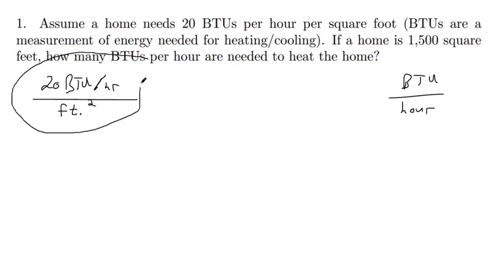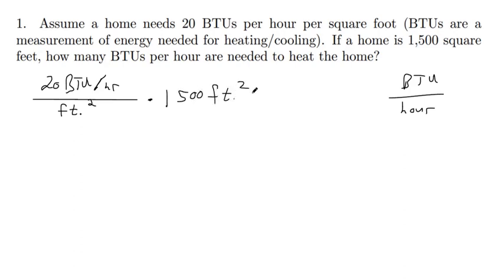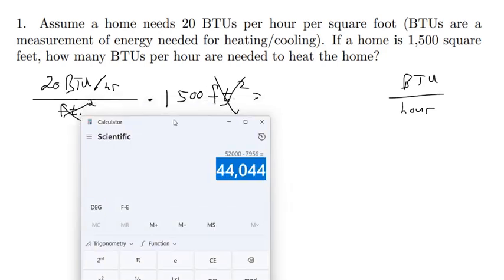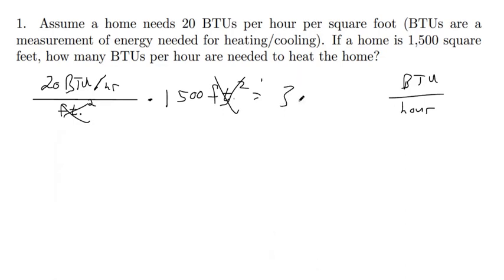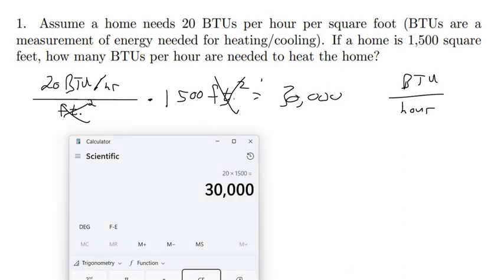So this is what we have. We want this in the end. So we need the square feet to go away, and then we'll have BTUs per hour. And that's why they give us 1,500 square feet. So if we multiply this fraction by 1,500 square feet, these units cross cancel because one is in the numerator and one is in the denominator. So since this is already in like the numerator of a fraction, because you could put it over 1 if you want, 20 times 1,500. So it looks like it's 30,000 BTUs. Extra zero there. 30,000 BTUs per hour.